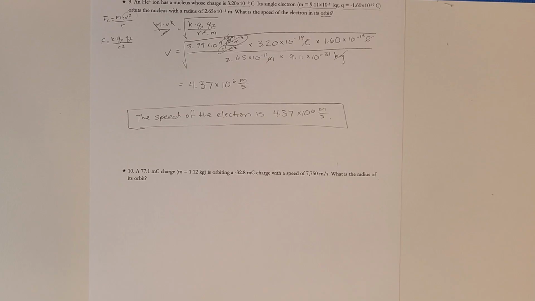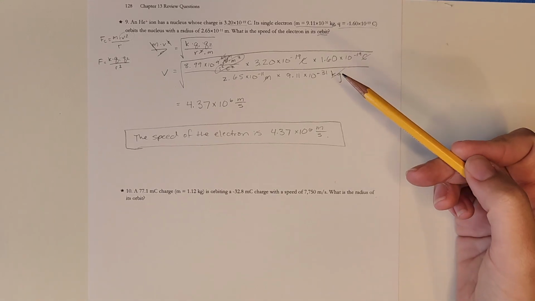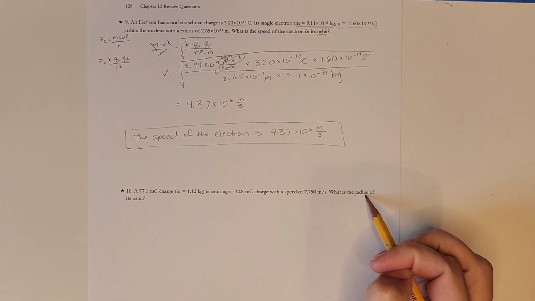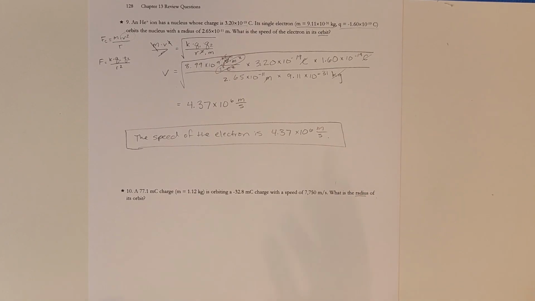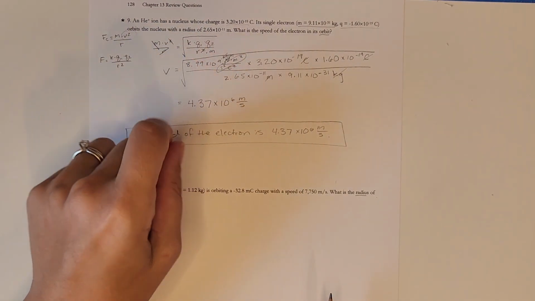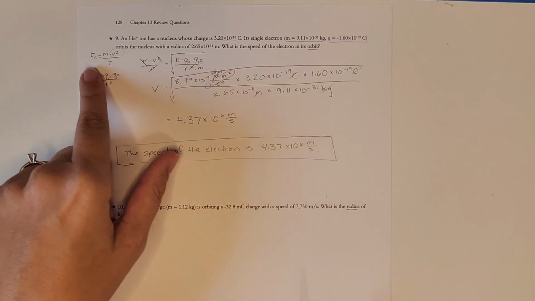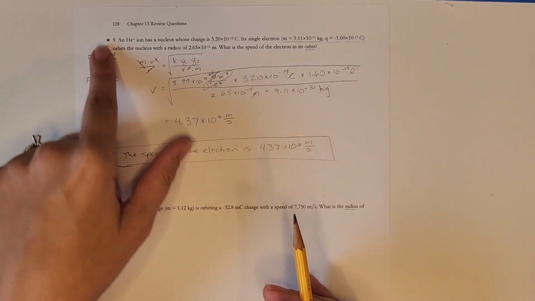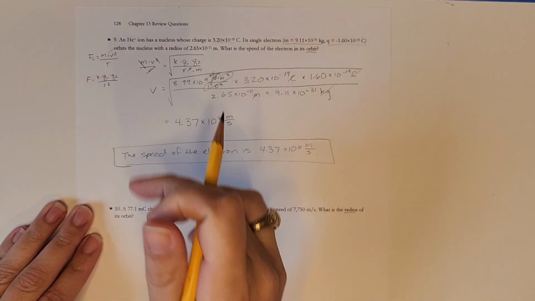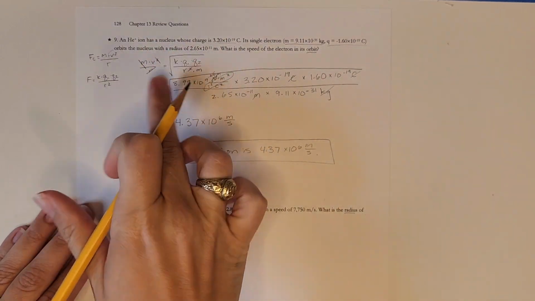For question 10, a 77.1 millicoulomb charge with a mass of 1.12 kilograms is orbiting a negative 32.8 millicoulomb charge with a speed of 7,750 meters per second. What is the radius of its orbit? So this is very similar to the previous problem. We are just trying to determine radius instead of speed. So I'm just going to skip writing this out and just go ahead and make these equal to each other, and then we'll solve for radius instead of velocity like we did here.